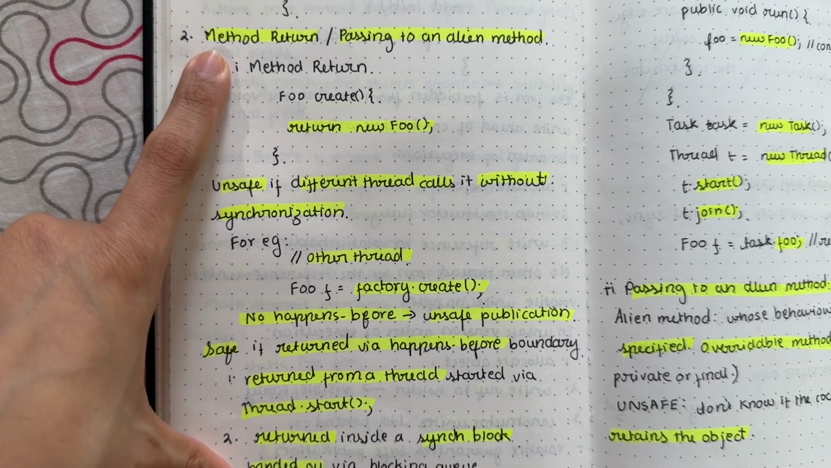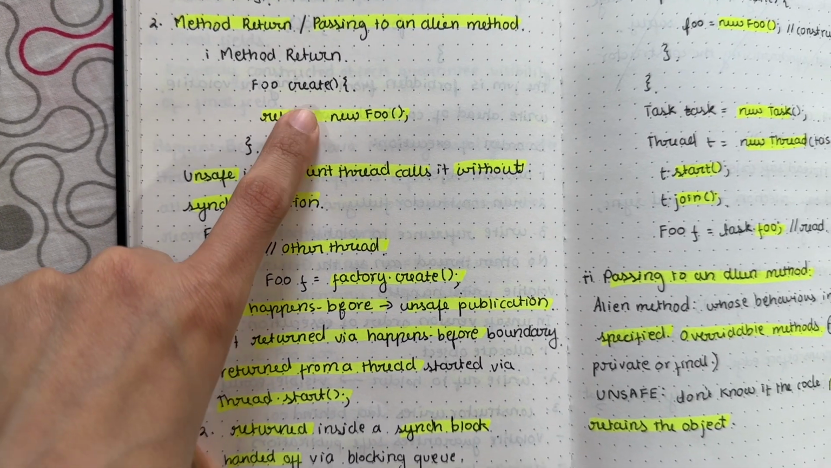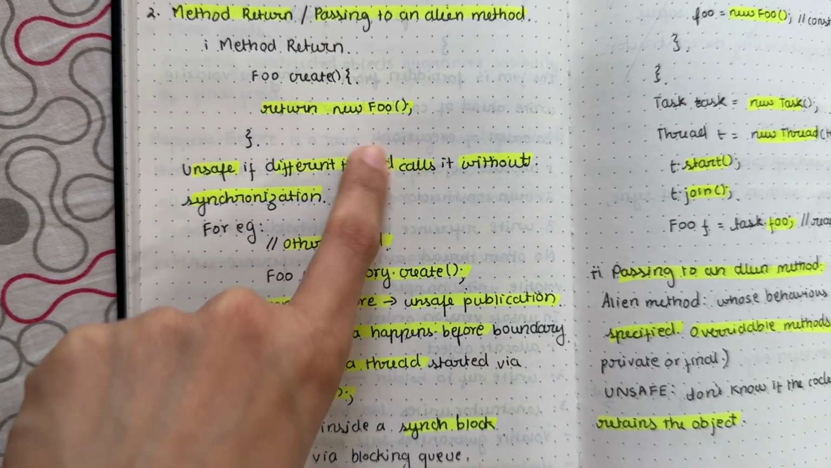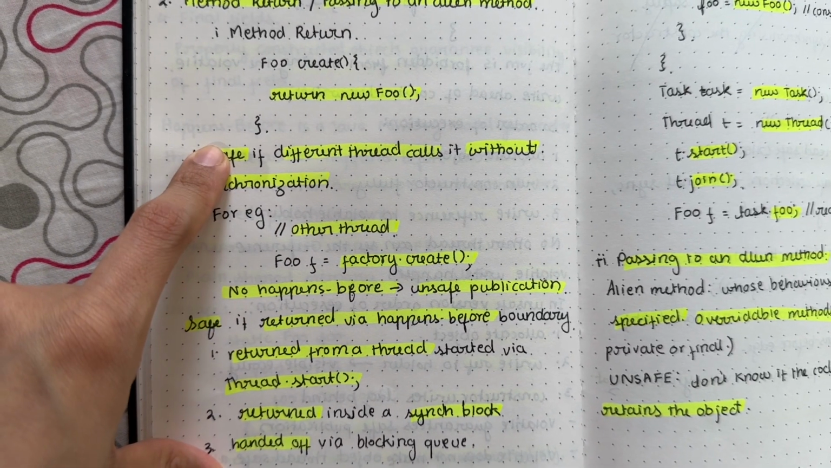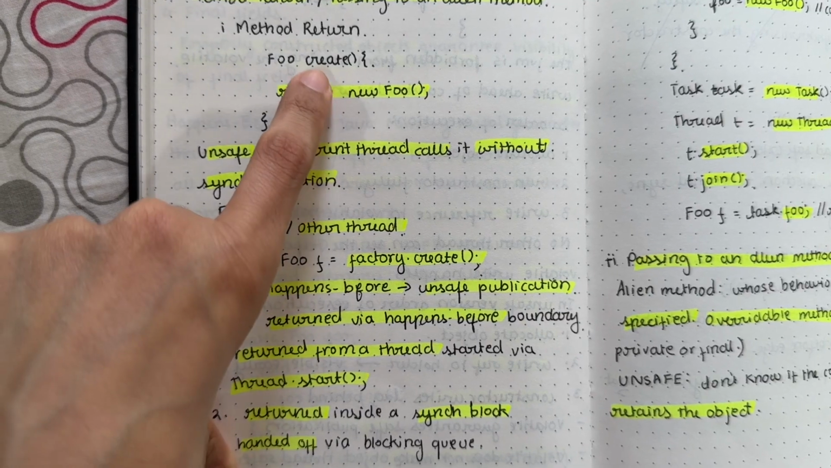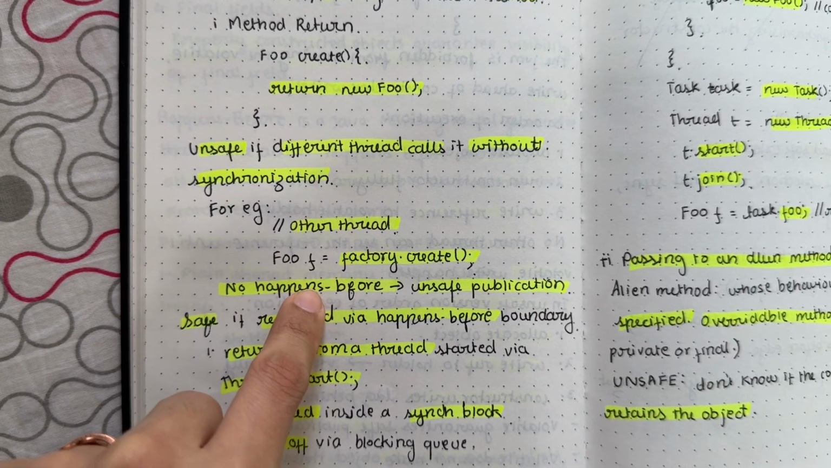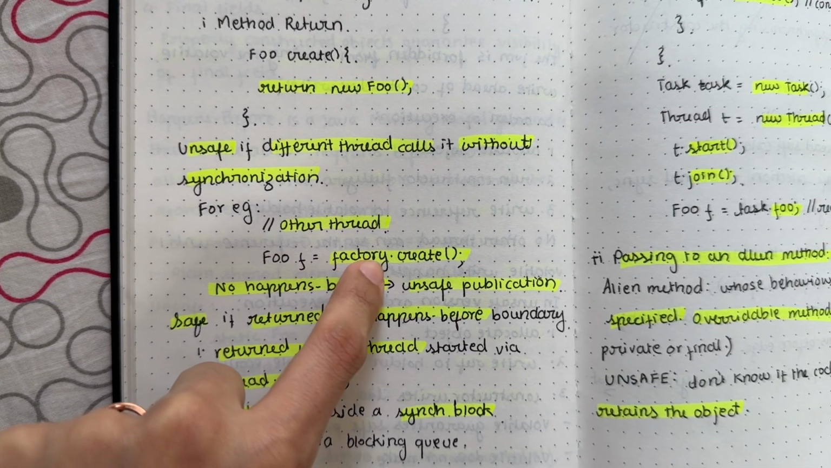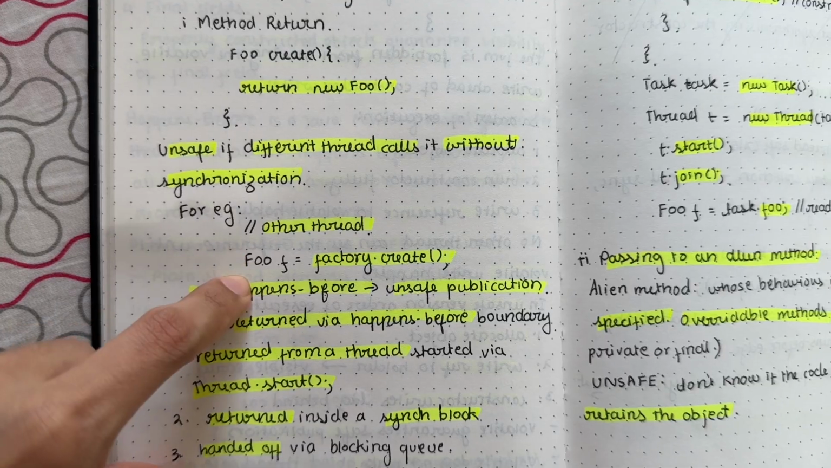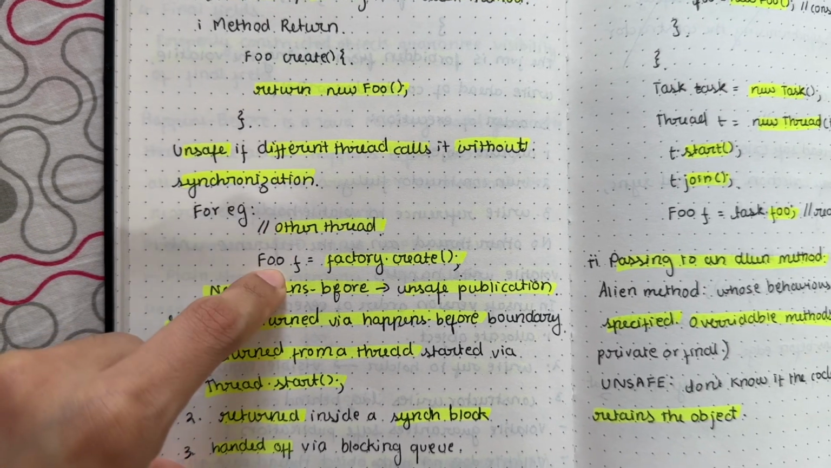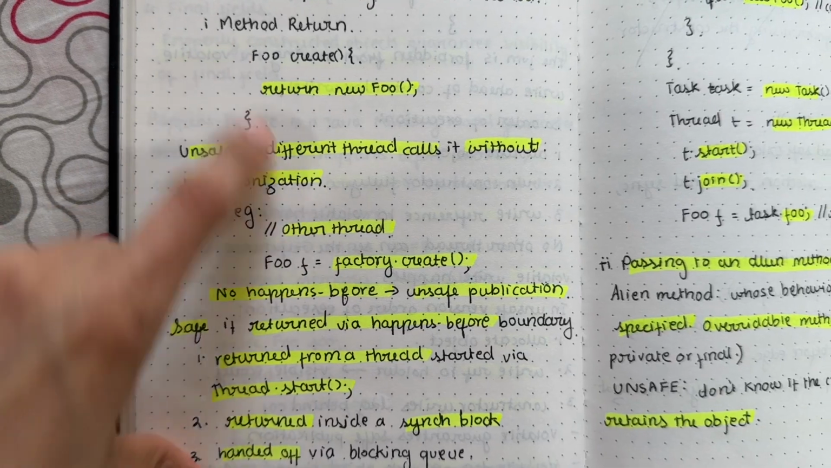Now the second method of publication is method return. The code is very simple. The create method is returning a new foo object. Let's look at the unsafe and safe version. The unsafe version will be that the caller thread which is calling create doesn't use synchronized while calling create. For example, foo f is equal to factory.create. Supposedly, if these two are running from different threads, reordering or overlapping can cause unpredictable outputs. So this is an unsafe version.